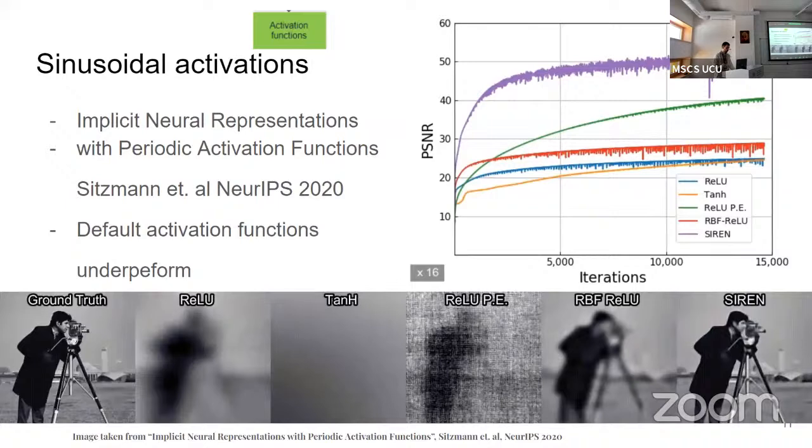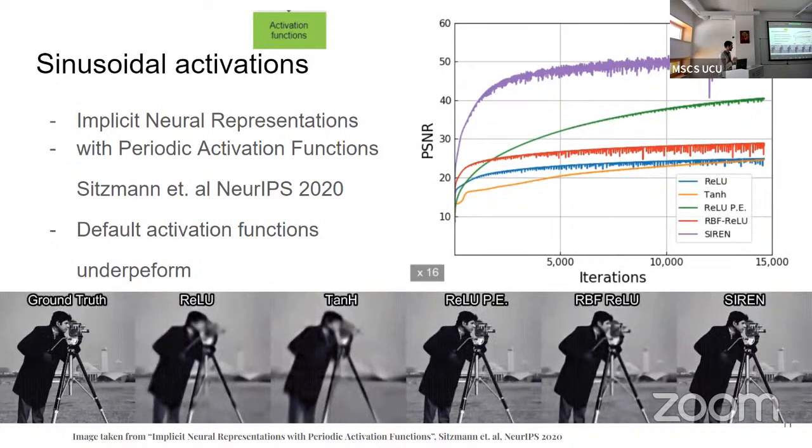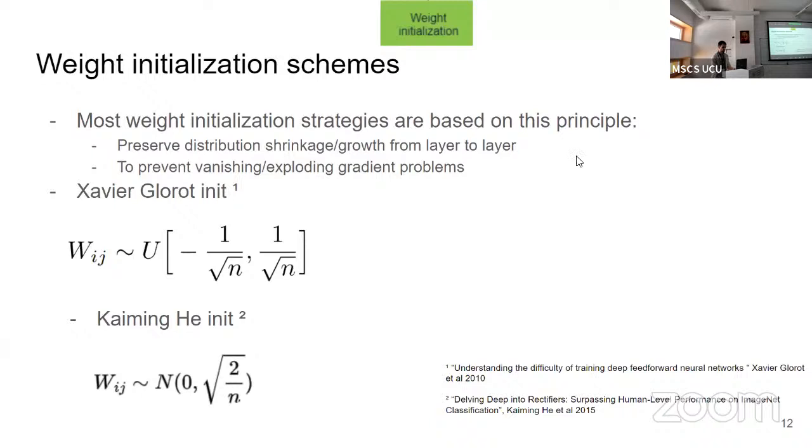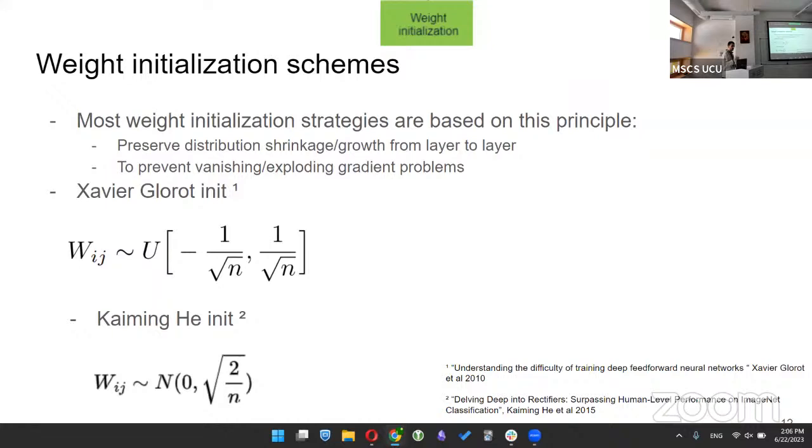we do not really understand this; there is not really one silver bullet for all. And the same goes with weight initialization. Here I just want to mention that current approaches to initialize weights, which are a very crucial part of the deep learning pipeline, are built on some shaky ground. They are built on some proxy principles, like preserving the distribution from one layer to another, or solving the vanishing and exploding gradient problems.